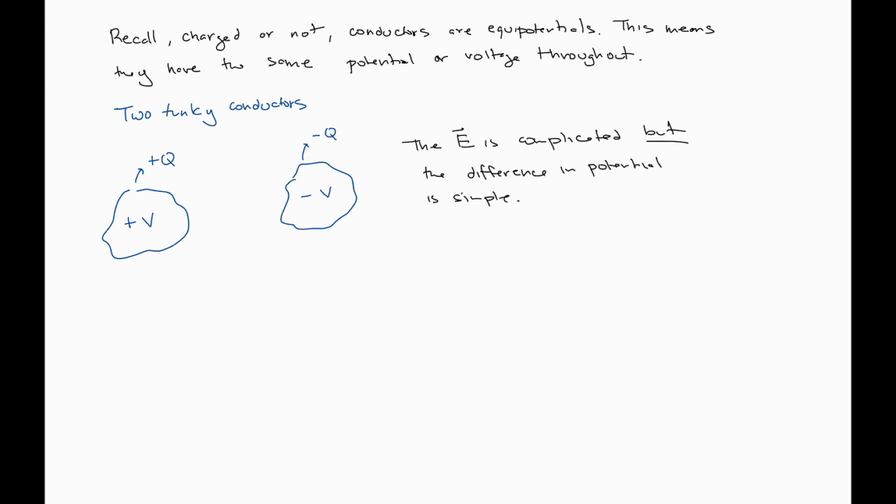So that's what we're going to try to come up with, a simple way to describe the difference in potential, which is related to the electric field of these two funky charged objects, which make up what's called a capacitor. We're going to argue that the charge on a conductor is proportional to the electric field, in particular the magnitude of the electric field.